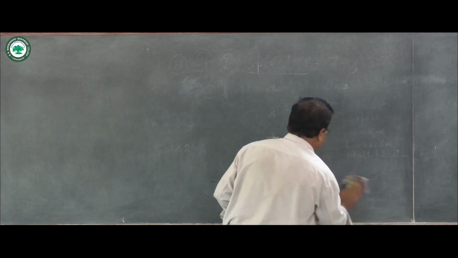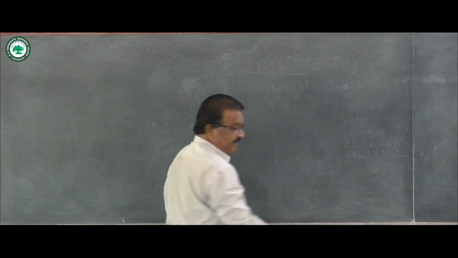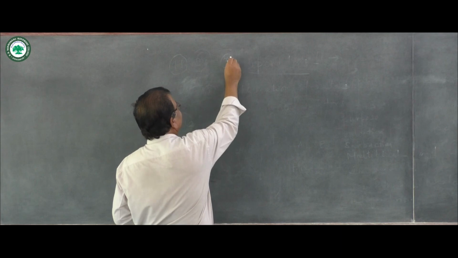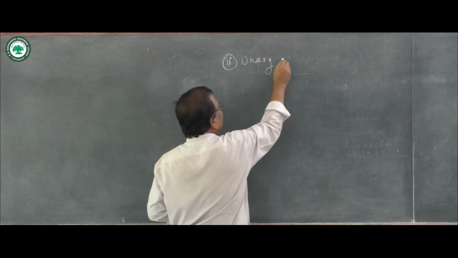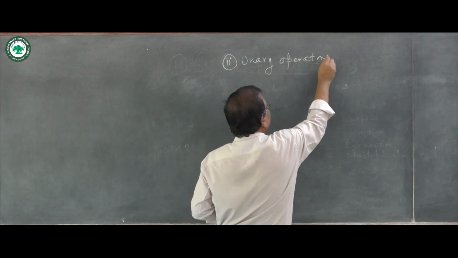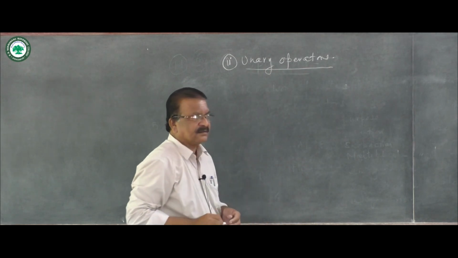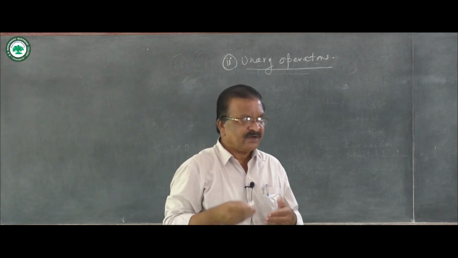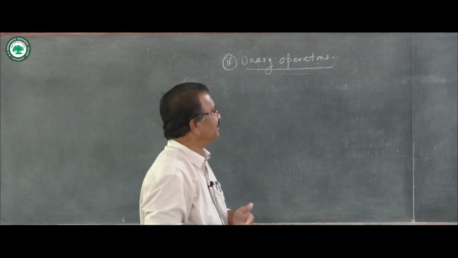The second category of arithmetic operators is unary operators. These are the operators which need only one operand for their operation.